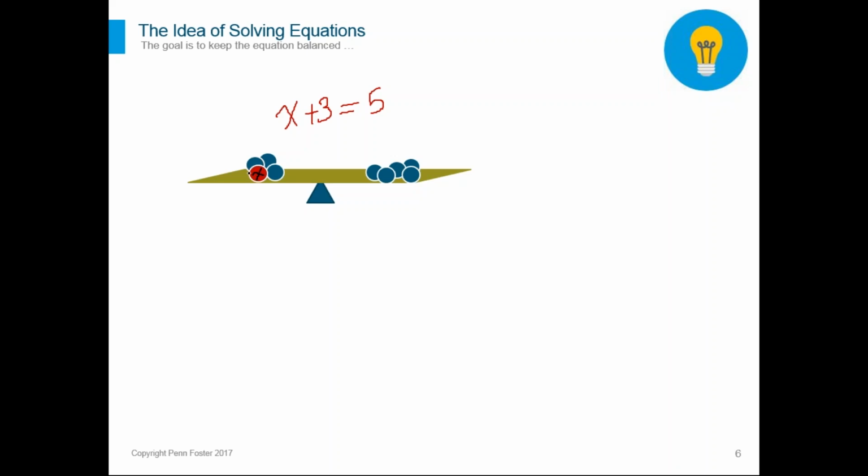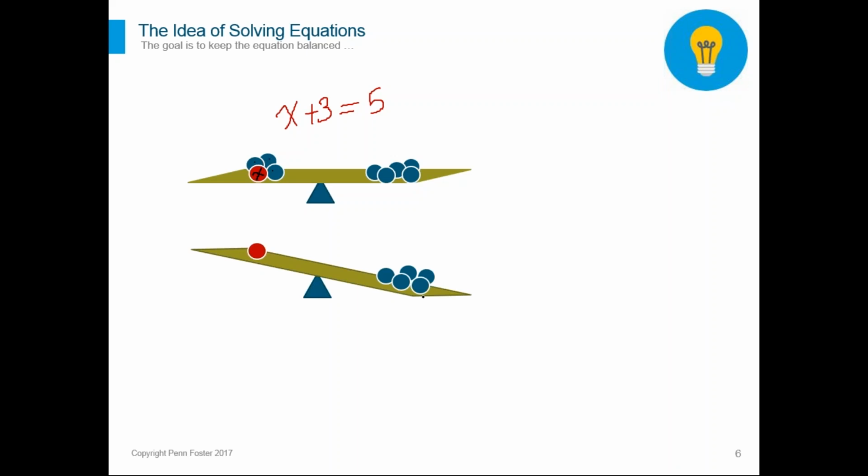And to do that, we have to follow certain rules. Now, let's say that we took off those 3 balls from the left-hand side. If that happens, then this is what's going to happen. The system will lose its balance. Now, this side, the left side, is lighter than the right side.